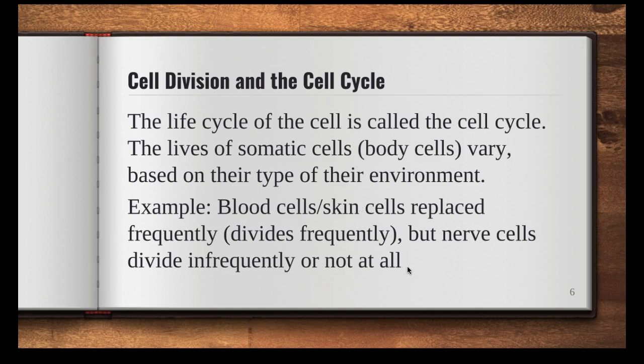But something like a nerve cell, their cell cycle is really, really long. Sometimes nerve cells don't ever recreate new cells. If they don't have a myelin sheath, if they're unmyelinated nerve cells, they would never finish the cell cycle. Once they are ruined, destroyed, or old, they would just be gone forever. But skin cells and blood cells just keep replacing themselves over and over again.